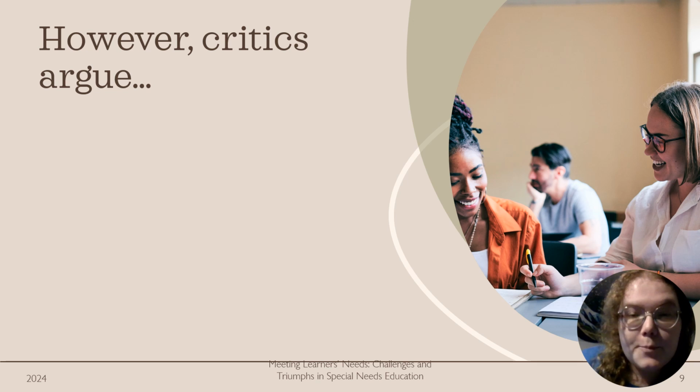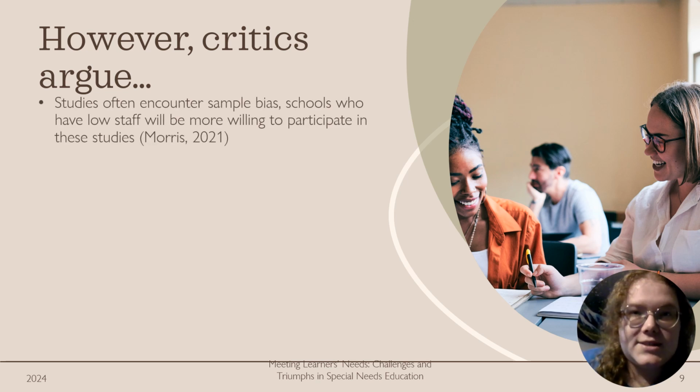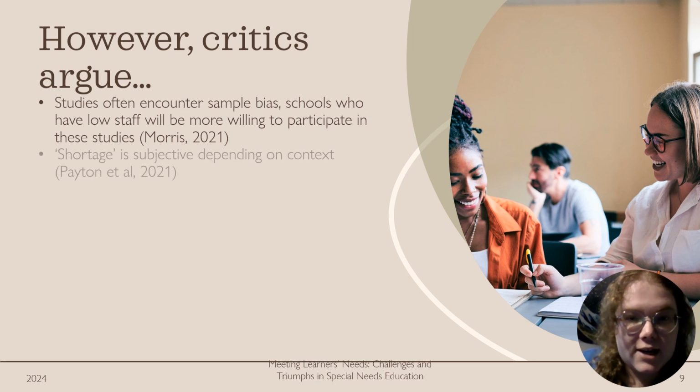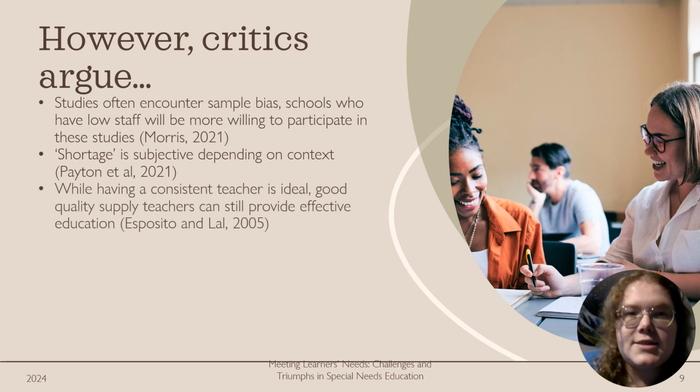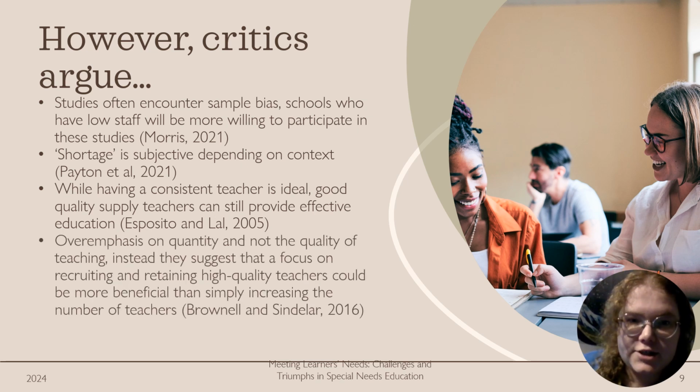However, critics of this argue that studies often encounter sample bias, as students who have low staff will be more likely to participate in these studies, and that shortage is a subjective term depending on the context. Other studies have also found that while having a consistent teacher is ideal, a good quality supply teacher can still provide an effective education. And others have said that there is an overemphasis on quantity and not the quality of teaching, and instead they suggest that a focus on recruiting and retaining high quality teachers could be more beneficial than simply increasing the number of teachers.